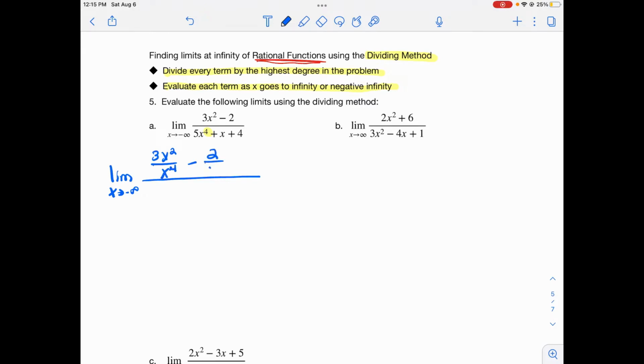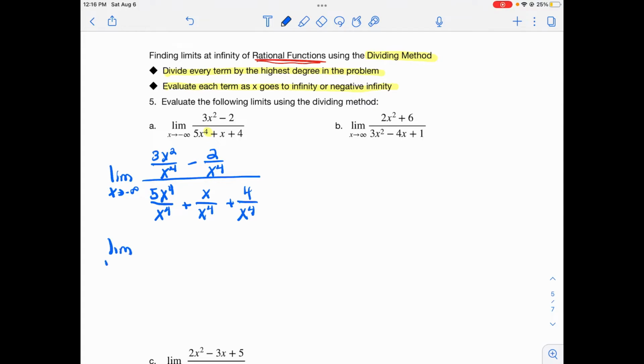Minus 2 divided by x to the fourth. And then in the denominator, we'll do the same thing to each term. 5x to the fourth divided by x to the fourth, plus x divided by x to the fourth, plus 4 divided by x to the fourth. So you divide each term by the highest power.